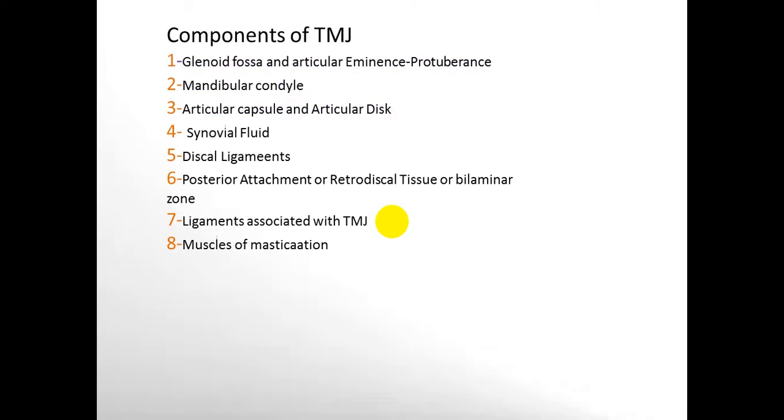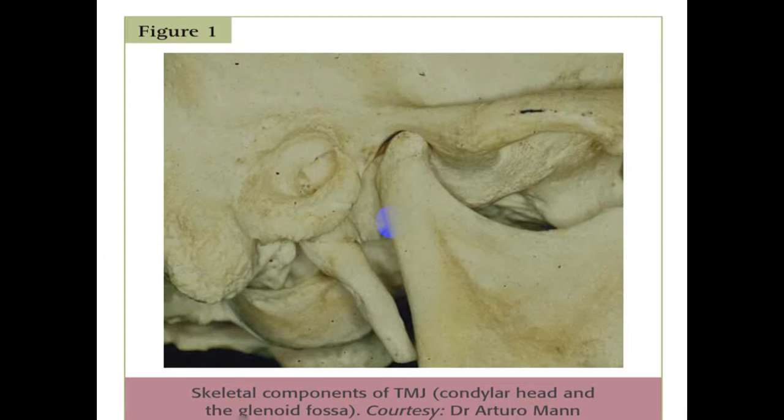What are the components of the TMJ? It includes 8 components: glenoid fossa and articular eminence, mandibular condyle, articular capsule and articular disc, synovial fluid, and other components. We will see figures of the skeletal components of the TMJ.